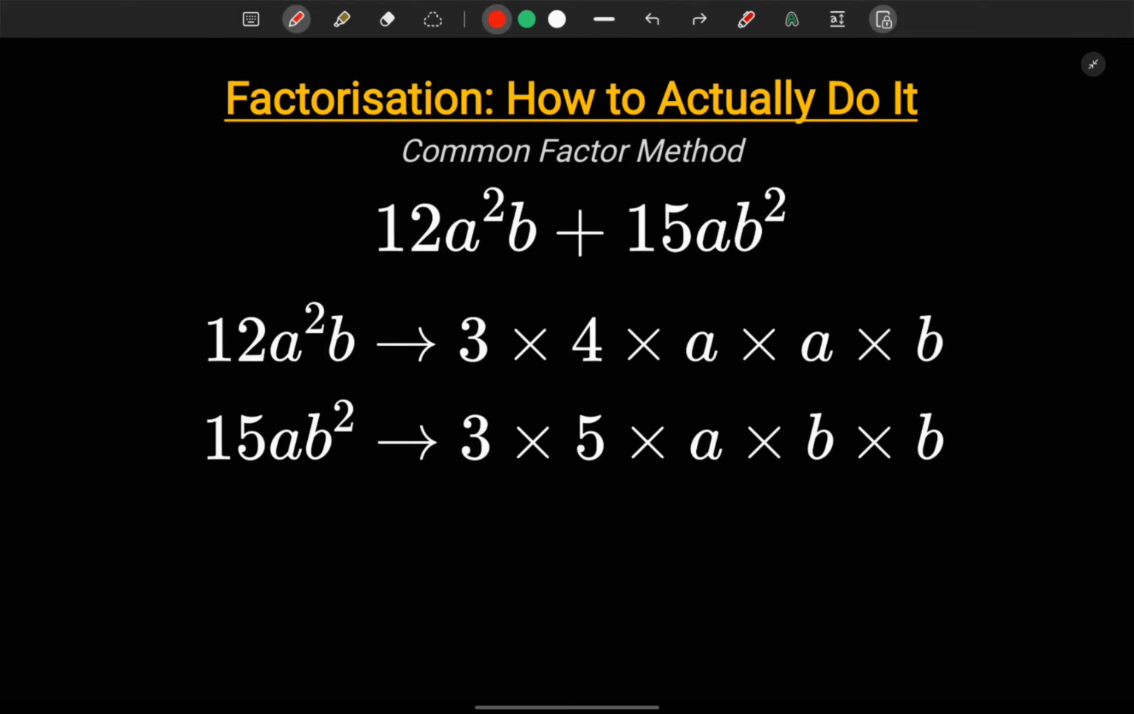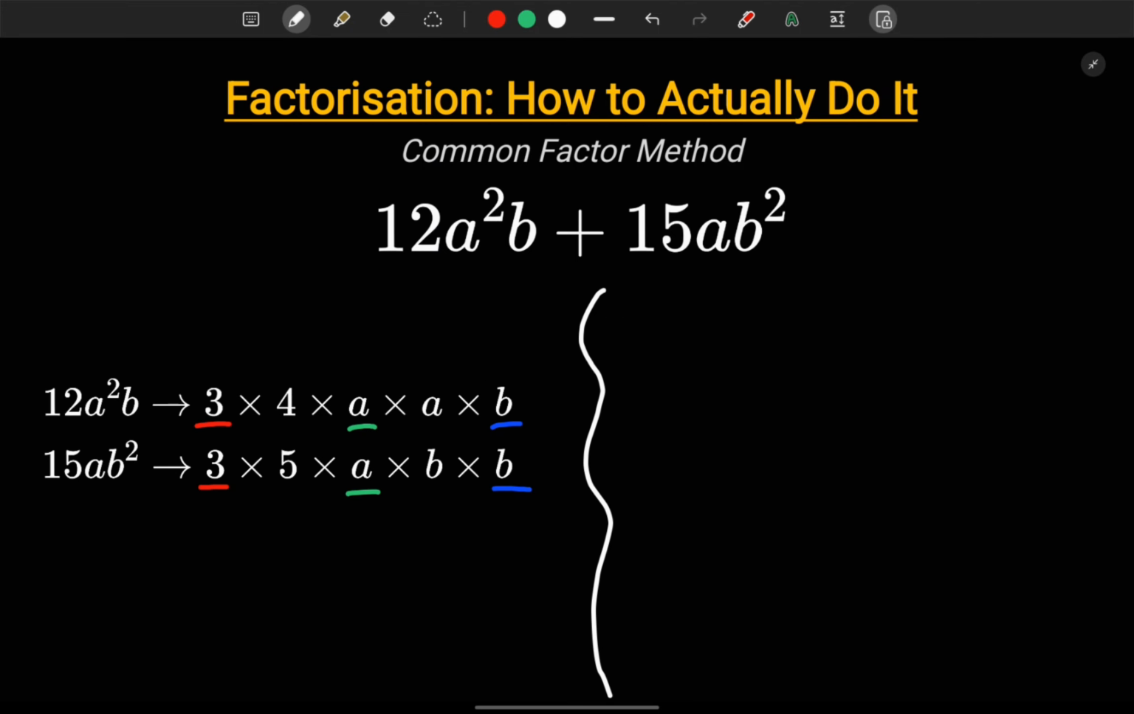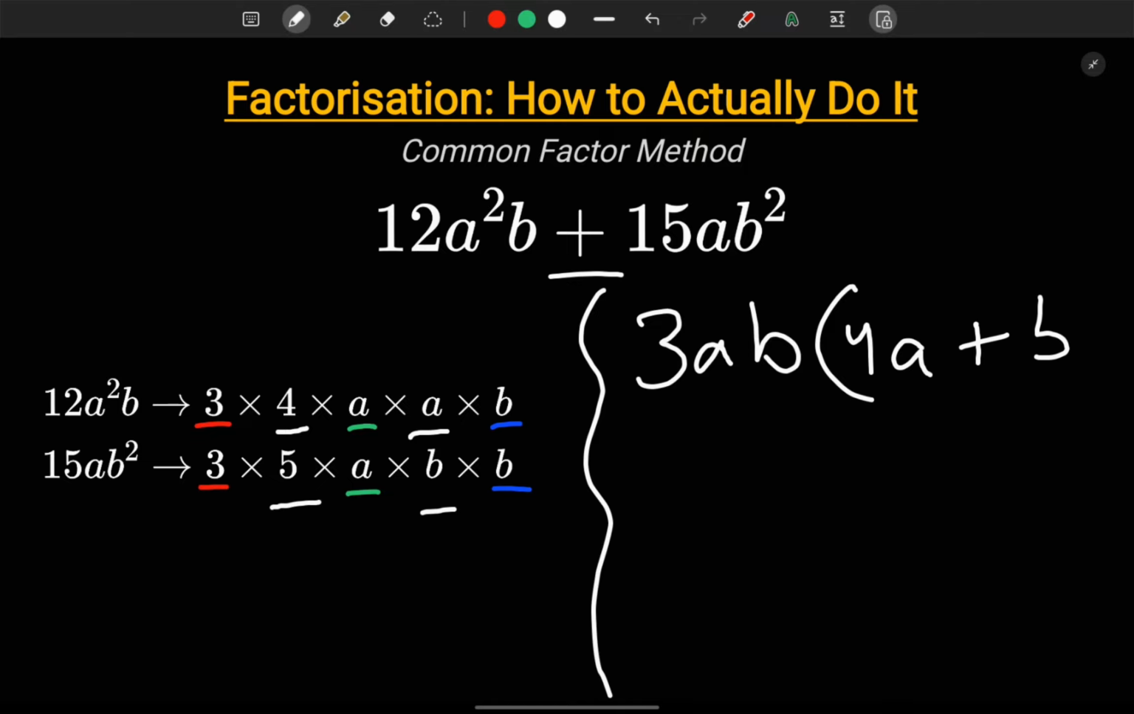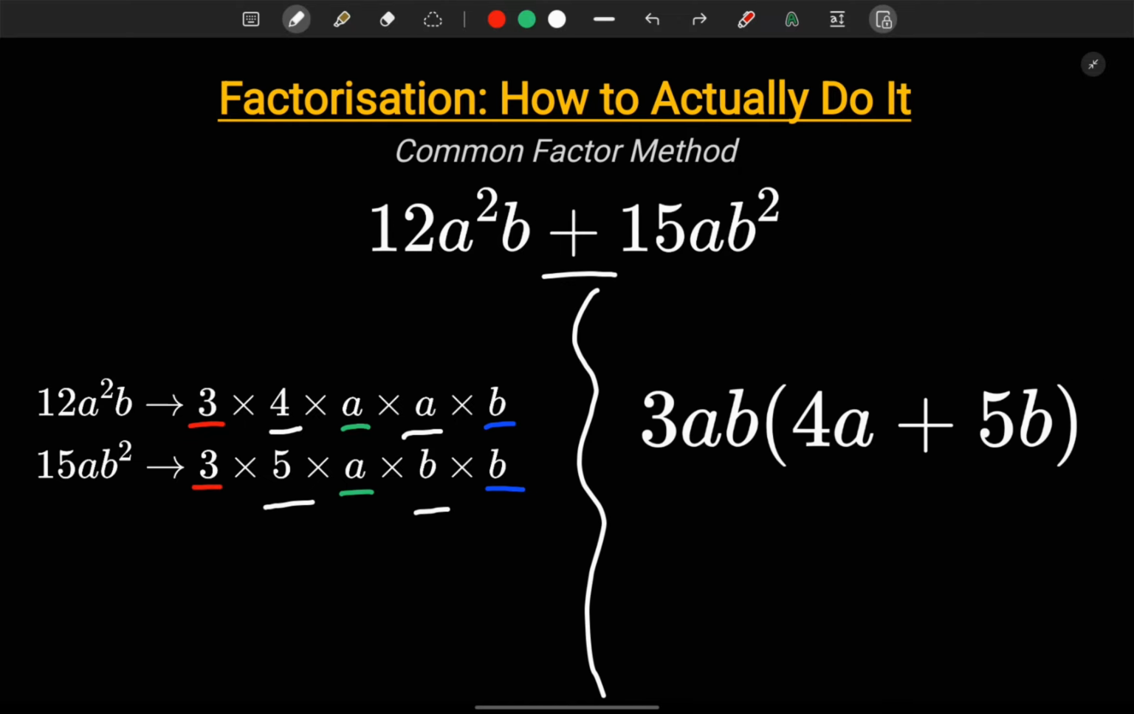What now? Here we can see that 3 is common, a is common, and b is common. So we take out the common factor as 3ab, and whatever's left we'll throw into the bracket. Here we have 4a, and we have a plus in the question, 5b. So we write 4a plus 5b. And voila, we have our answer, 3ab times (4a plus 5b).